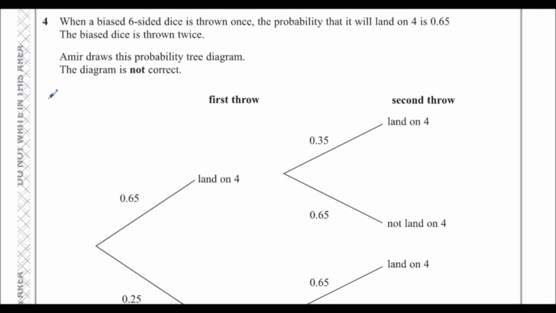Question 4. When a biased six-sided dice is thrown once, the probability it will land on four is 0.65. So the probability of landing on four is 0.65. And so not landing on four must be 0.35.